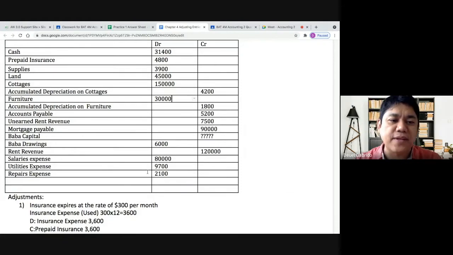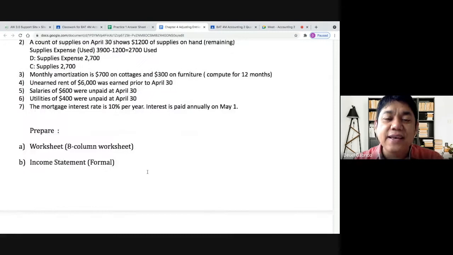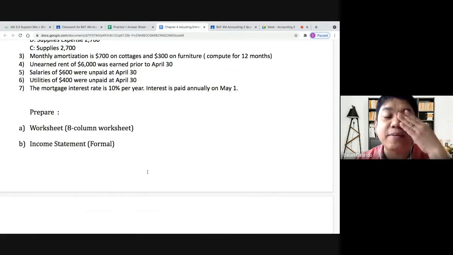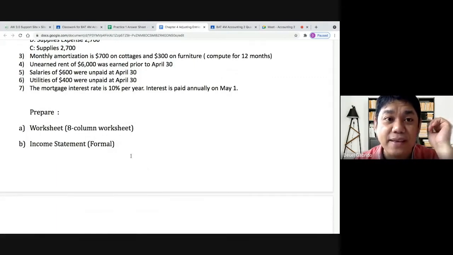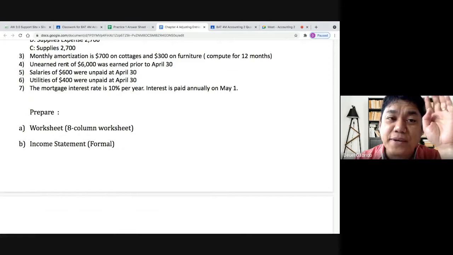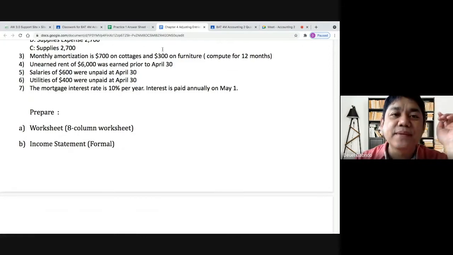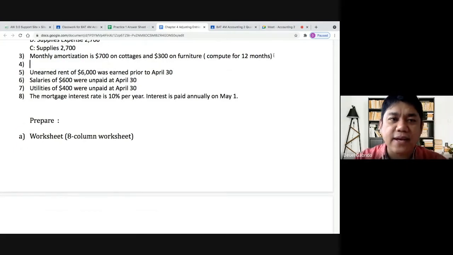But here, guys, they did not say what method we shall use. Remember there are two methods of amortization or depreciation, right? Let me tell you, amortization and depreciation are the same word. What shall we do here, guys? So let's talk about the cottage first.